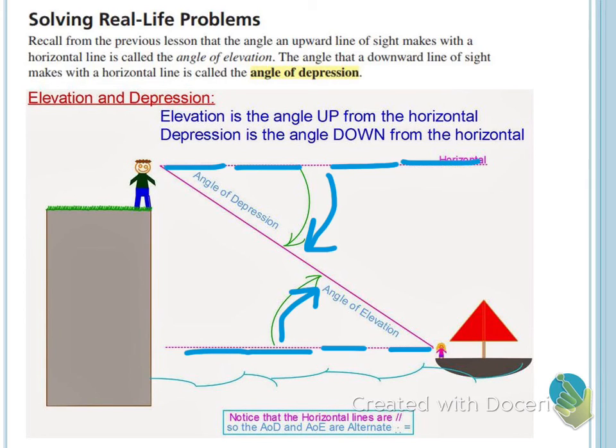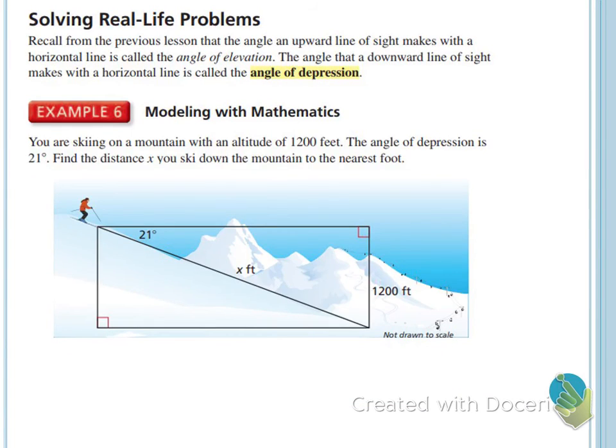Okay? So in our particular problem, we're going to talk about a ski slope. A ski slope is meant to go downward, so we're going to talk about angle of depression here. If you're skiing down a mountain with an altitude of 1,200 feet, what does altitude mean? A height of 1,200 feet. The angle of depression is 21 degrees. So angle of depression, again, from a horizontal line, it's an angle going downward. We're going to find the distance you ski down the mountain to the nearest foot. So what is my answer going to look like if it's to the nearest foot? A whole number, so keep that in mind.